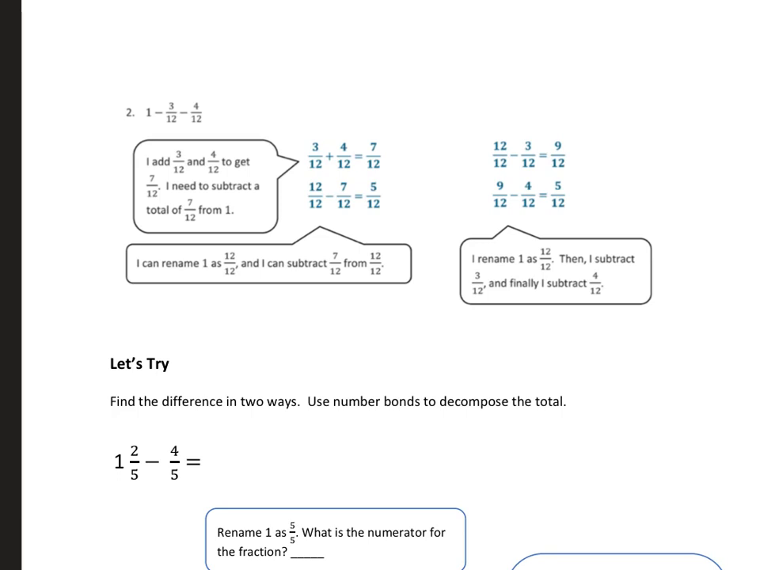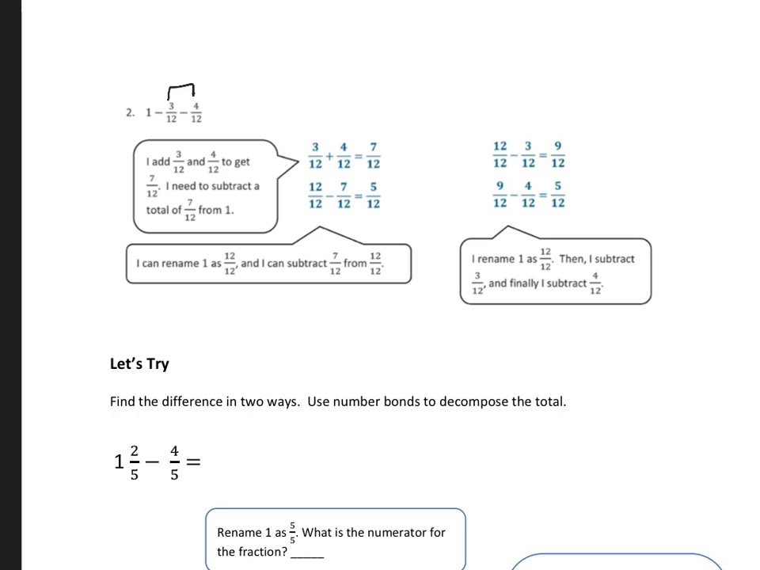All right, up at the top, now we are subtracting fractions and whole numbers, and we're subtracting multiple fractions from a whole number. Okay, so the first problem they gave in the example here is 1 minus 3/12 minus 4/12. Okay, so the first way they did it is they added the two fractions that they were going to have to subtract from 1. So they said, okay, here I have 3/12 and 4/12. I know that eventually I'm going to subtract both of those from one whole, so I'm just going to group them together since they're both 12ths.